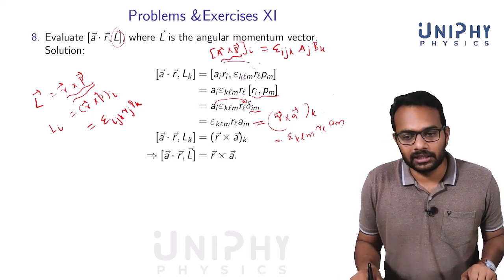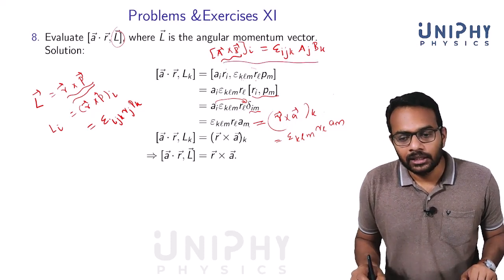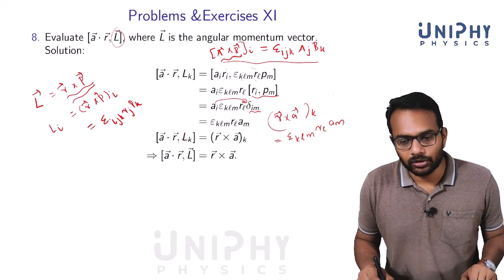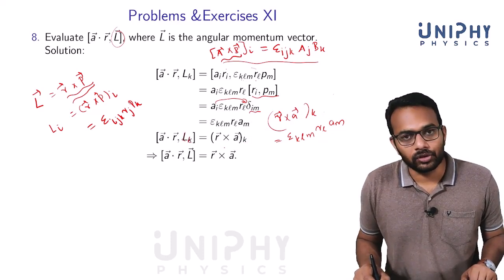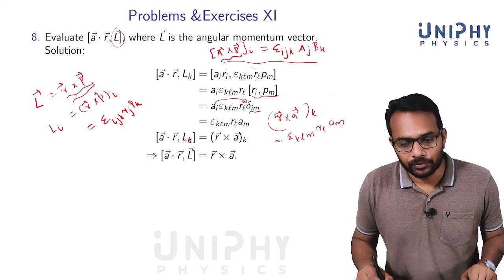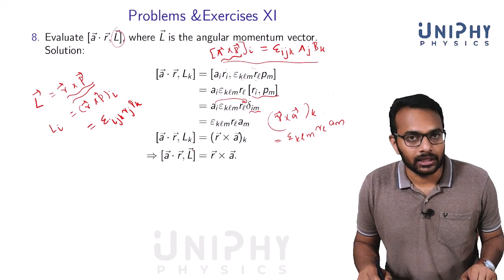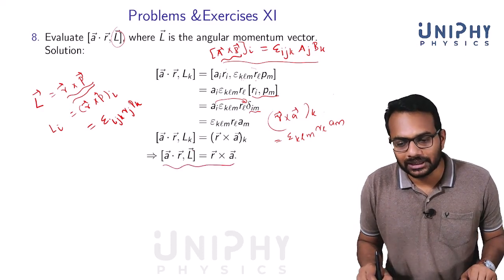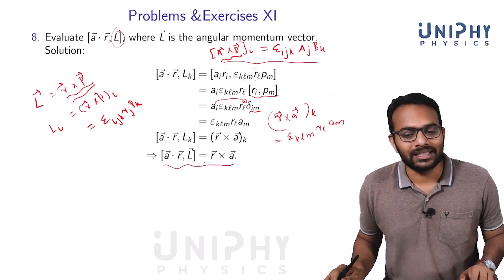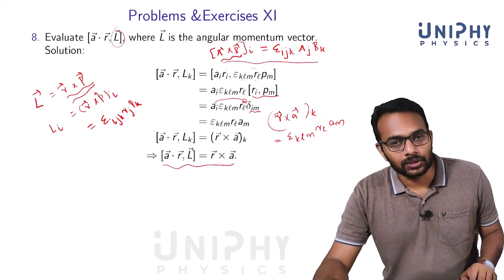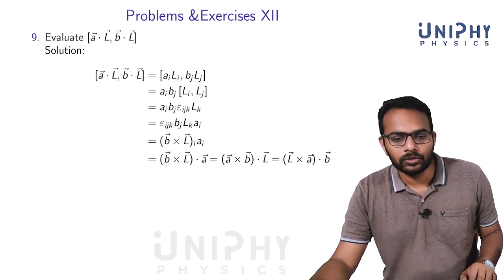You remember this definition, right? So this is only the kth component. If you take the kth component of angular momentum, you get the kth component of r cross A. So if you put the full vector, we get the full vector here. So it's r cross A. This is an important result. You might be using it somewhere. A dot r with L is equal to r cross A. It could be asked.